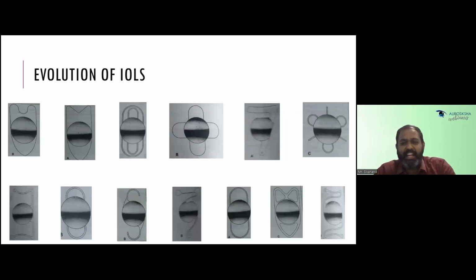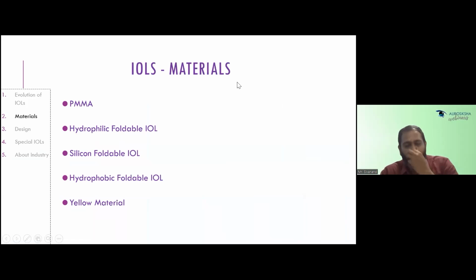And this is just a diagram to see the various shapes of intraocular lenses in the past. You have seen mobile phones evolving. The intraocular lenses have also evolved a lot through many designs and shapes. So we'll go to the materials now.